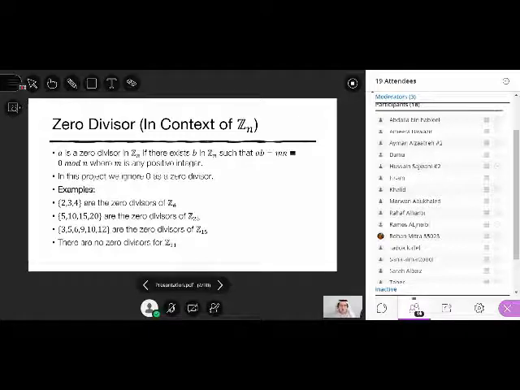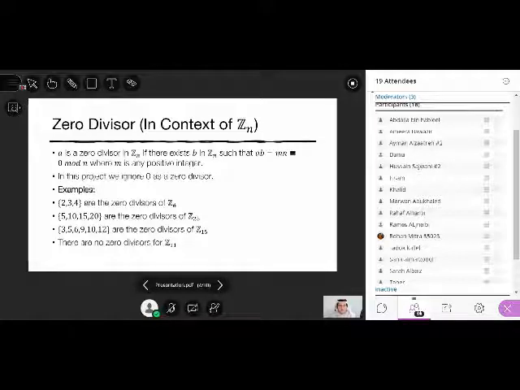Now, let's go for Z25. Again, the zero divisors of Z25 are 5, 10, 15, and 20. Some of you might notice something: 25 is 5 squared, and all of these are multiples of 5. We'll get to that later. If you have noticed this, that's a very good observation. In fact, my whole project is based on this.